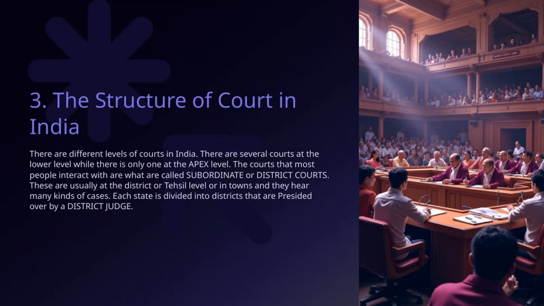Let's take a closer look at the structure of the court system in India. There are different levels of courts, starting from the lower courts and going up to the highest, which is the apex court. Most people, however, usually interact with the courts at the lower level, known as subordinate or district courts. These courts are typically located in districts, tehsils, or towns, and they handle a wide variety of cases. Each state in India is divided into districts, and each district is presided over by a district judge. This structure helps ensure that justice is accessible and organized at different levels across the country.